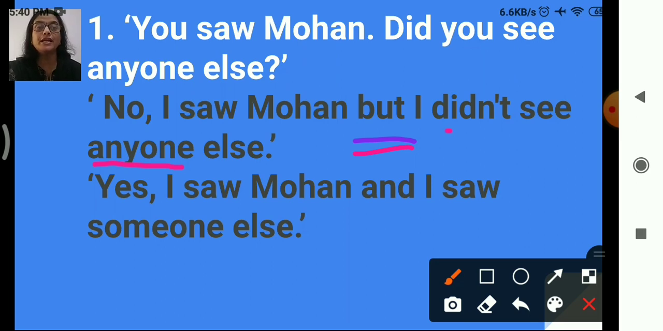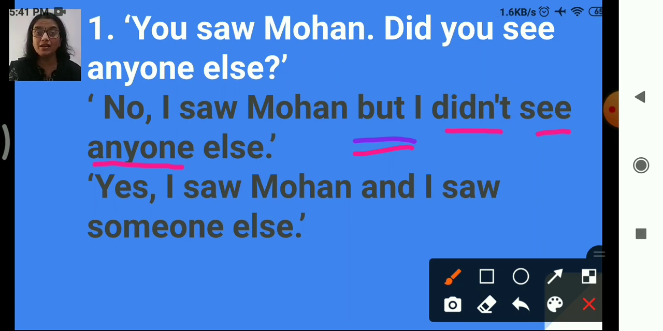Okay, now didn't and see. Now, if you remember your grammar class, you will know that we cannot use two past tenses in one sentence, right? So, didn't is the past tense of do, right? And see. So, what is done here? Past tense is used only once and see is the present tense. So, what you have done here? No, I saw Mohan, but I didn't see. Okay, only one past tense is allowed. So, I didn't see anyone else.